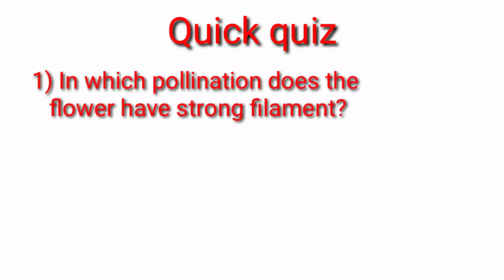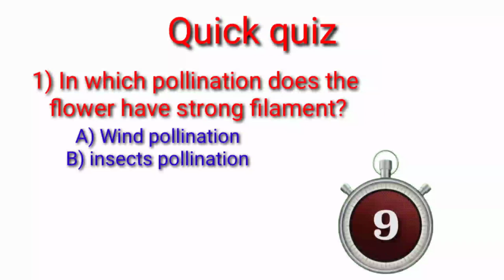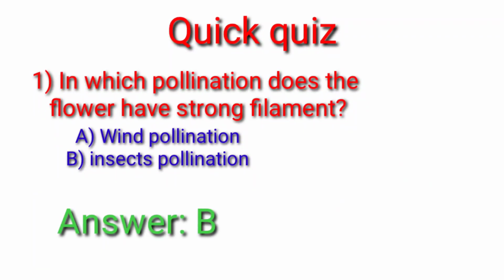The first question is, in which pollination does the flower have strong filament? Option A, wind pollination. Option B, insect pollination. The answer is B.